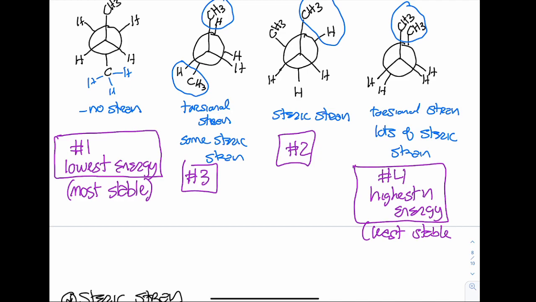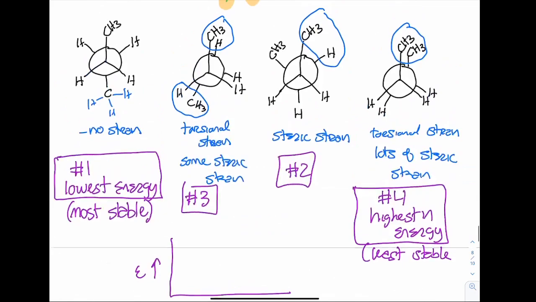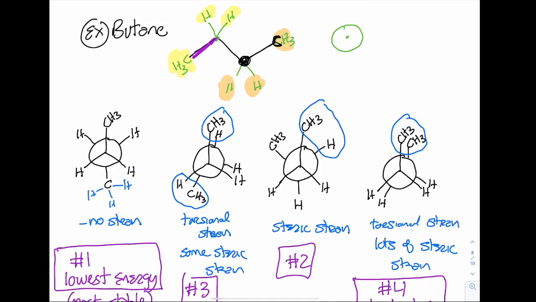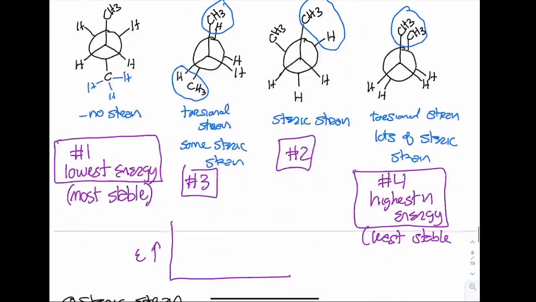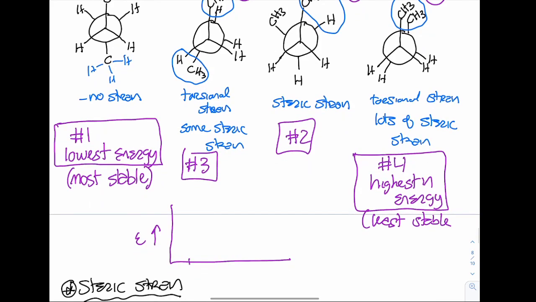Your book actually shows a potential energy diagram as it rotates. So it's showing energy on one axis. And then on the x-axis, it's showing the dihedral angle. That's the angle between here and here. So that's my angle. Let's not call them numbers because that's confusing with my ranking. Let's give them letters. So A, B, C, and D. So I have A here. I'm just putting them in the order that I had them. I have B, I have C, and I have D.